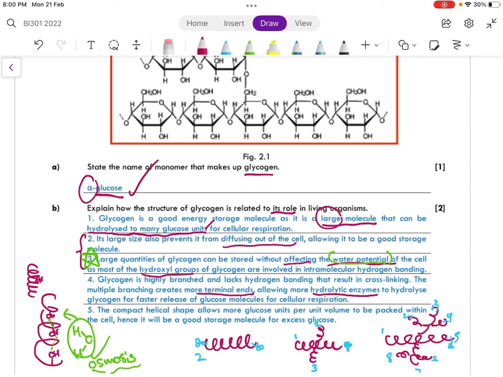Point number 5, again, it goes back to the helical shape of glycogen. Okay, helical shape means you can store more per unit volume, as we mentioned earlier.